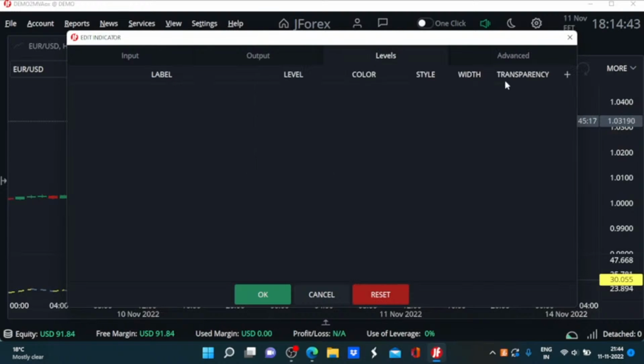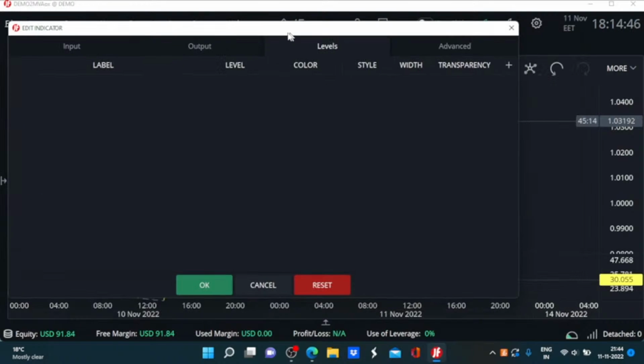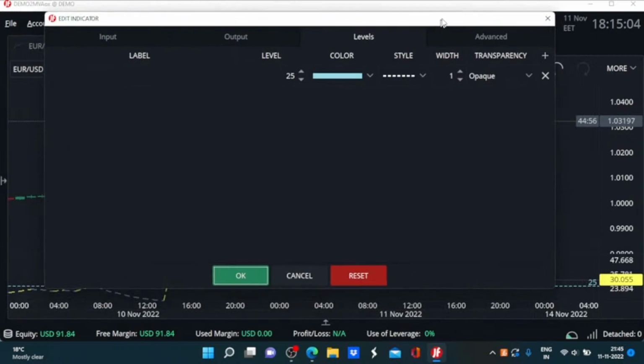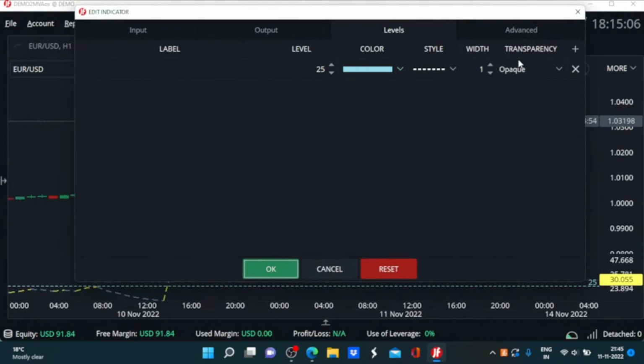Coming to the advanced editing option here, you can even set a level. Suppose if you want to use 25 as the critical marker, you can do that. So if I add 25 here, we will get a line combination, and that can also be given different options. So color, style, width, transparency, and it becomes much easier for you to draw the inference just by a simple one glance at this chart.